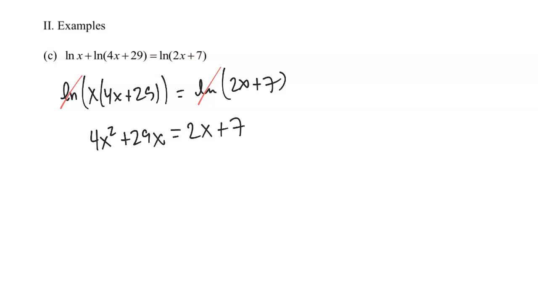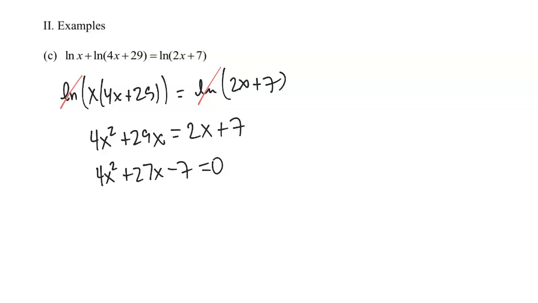And so once again, this is a quadratic equation. I want it to be equal to 0. And so I'm going to go ahead and subtract over 2x and subtract over 7 and start beginning to solve this. And so you can choose any method that you want as long as that particular method works with this equation.